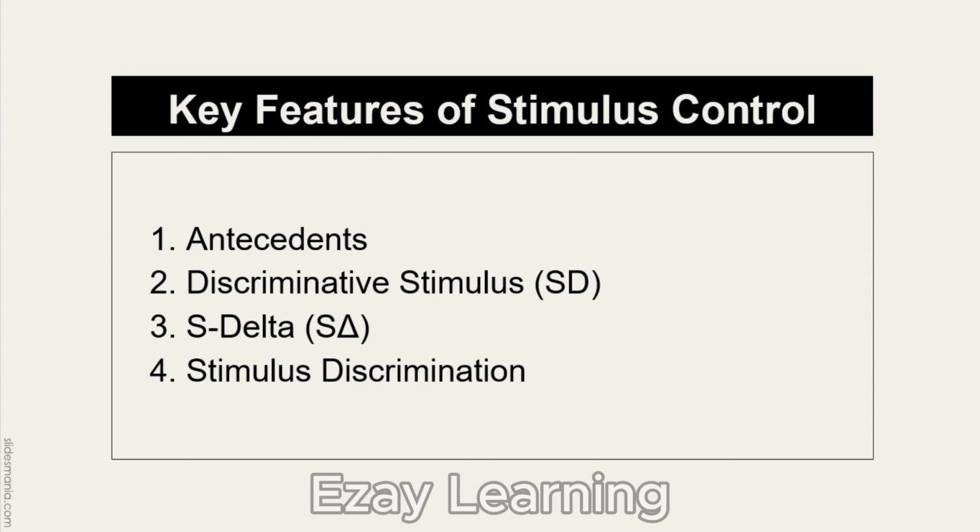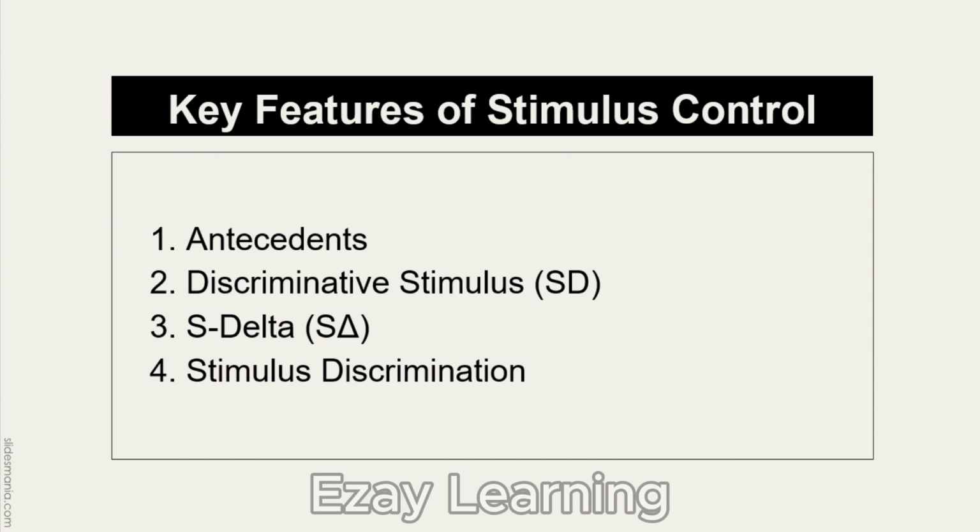S delta. S delta is basically the opposite of discriminative stimulus. It is a stimulus that signals that reinforcement is not available for a particular behavior. When an S delta is present, the behavior is less likely to occur. For example, a no entry sign acts as an S delta that discourages entry into a restricted area.